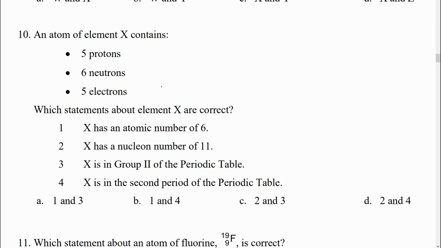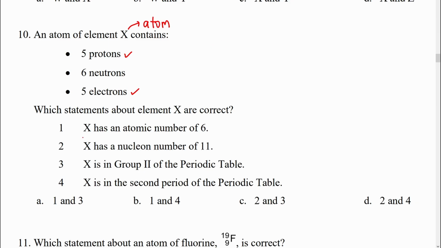Next, question 10. An atom of element X contains 5 protons, 6 neutrons, 5 electrons. Which statements about element X are correct? Okay, so we know they have the same number of protons and electrons. That means this element X is an atom, right? Since they have the same number of protons and electrons. If the numbers of electrons and protons are different, then they are not atoms, but they are ions, okay?